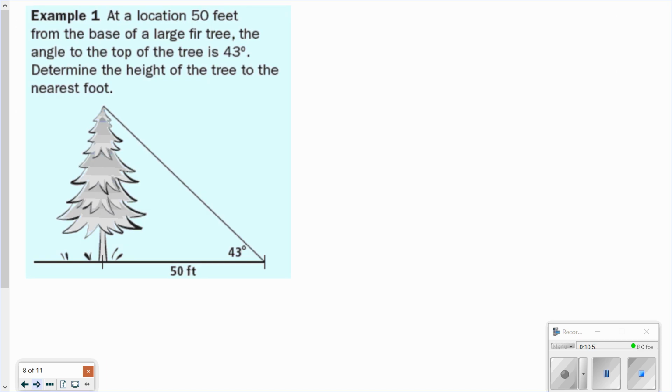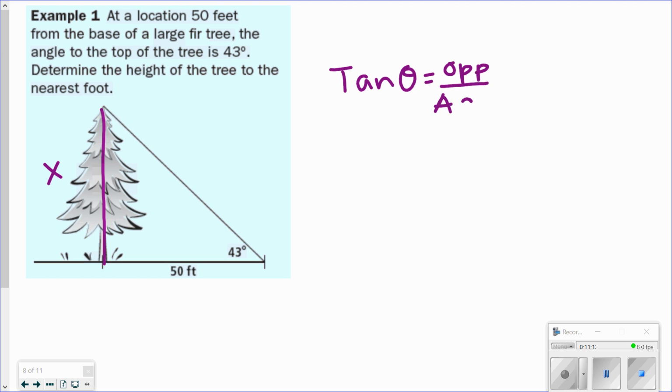At a location 50 feet from the base of a large fir tree, the angle to the top of the tree is 43 degrees. Determine the height of the tree to the nearest foot. So here's my diagram. I need to figure out what is the height. We're going to call that x. So I'm going to be using tangent here once again. So tangent of theta is equal to opposite over adjacent.